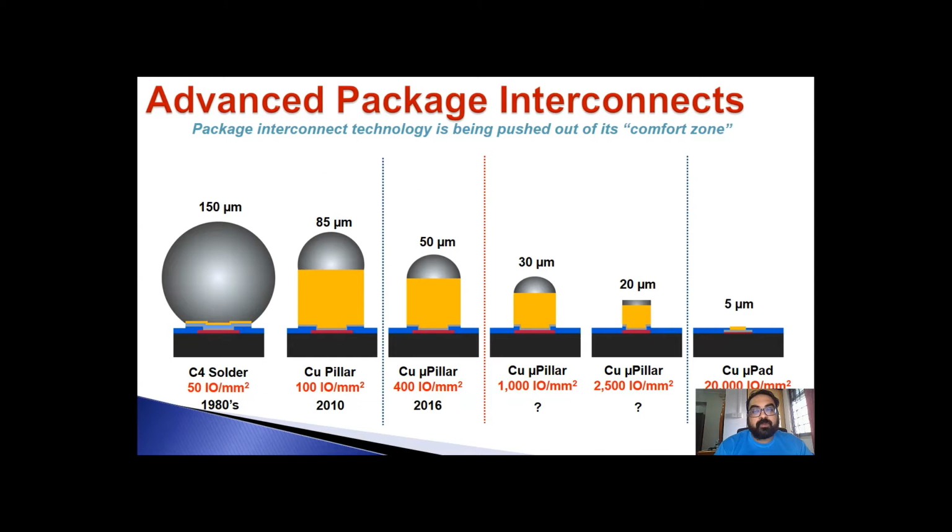Okay. So advanced package interconnects have taken giant leaps in the last 30 to 40 years. We have gone from interconnects of sizes from 150 micrometers to less than 30 micrometers now. And in future, we might even see interconnects that will be 20 micrometers or even 5 micrometers. On the flip side, we have gone from 50 IO per millimeter square in 1980s to now more than 1,000 or even 20,000 IO per millimeter square in future.